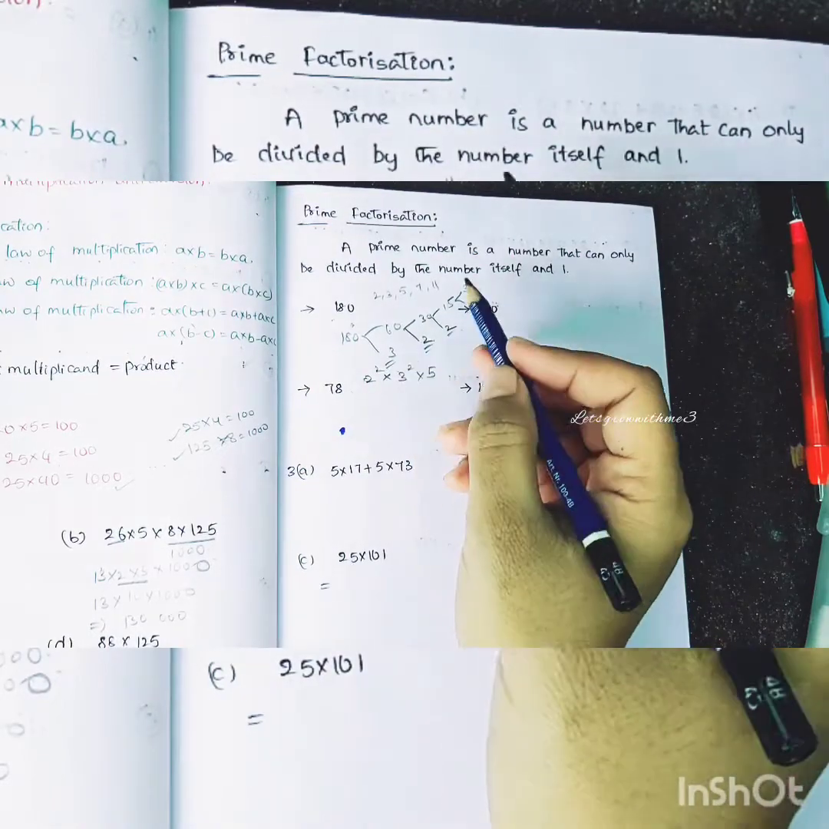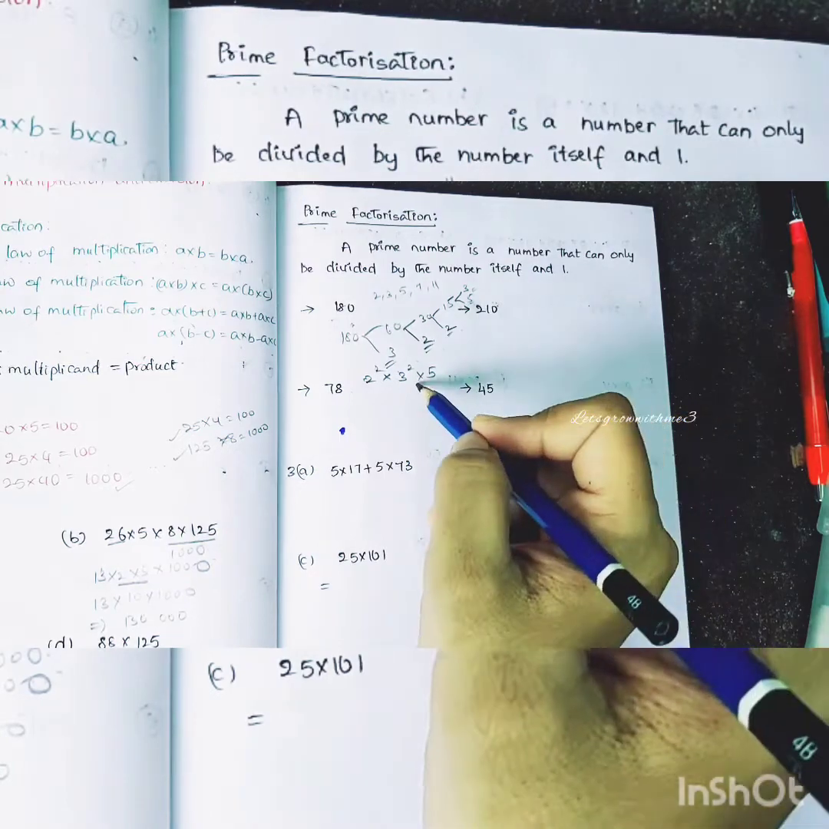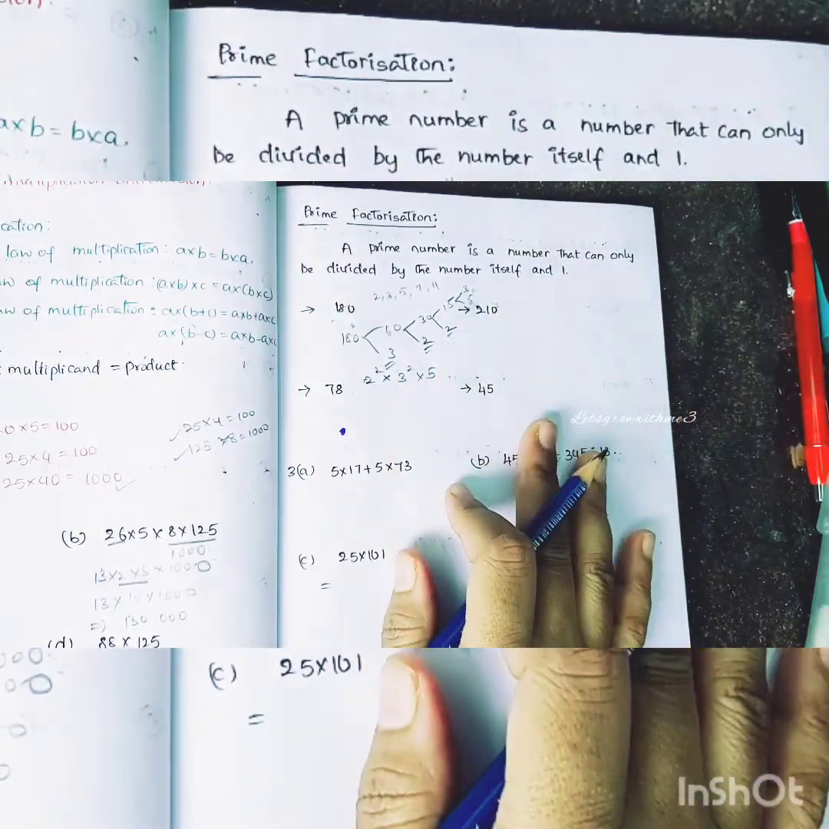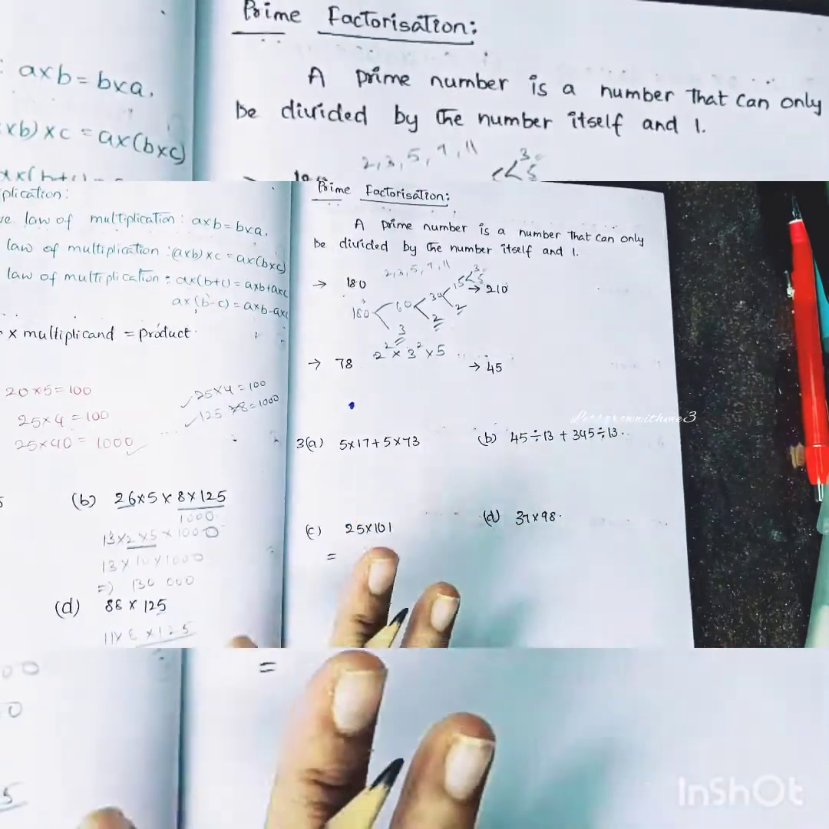Okay, so how many times? 2 squared times 3 squared times 5 is equal to, you will get 180. Okay, so this is also helpful in your multiplication process.